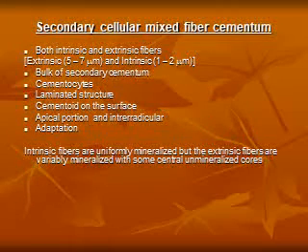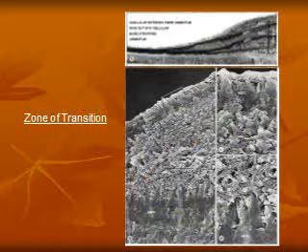Secondary cellular mixed fiber cementum, from its name mixed, I mean both intrinsic and extrinsic fibers, bulk of secondary cementum, cementocytes, laminated structure, cementoid on the surface, apical portion and interradicular, adaptation. Intrinsic fibers are uniformly mineralized, but the extrinsic fibers are variably mineralized with some central unmineralized.